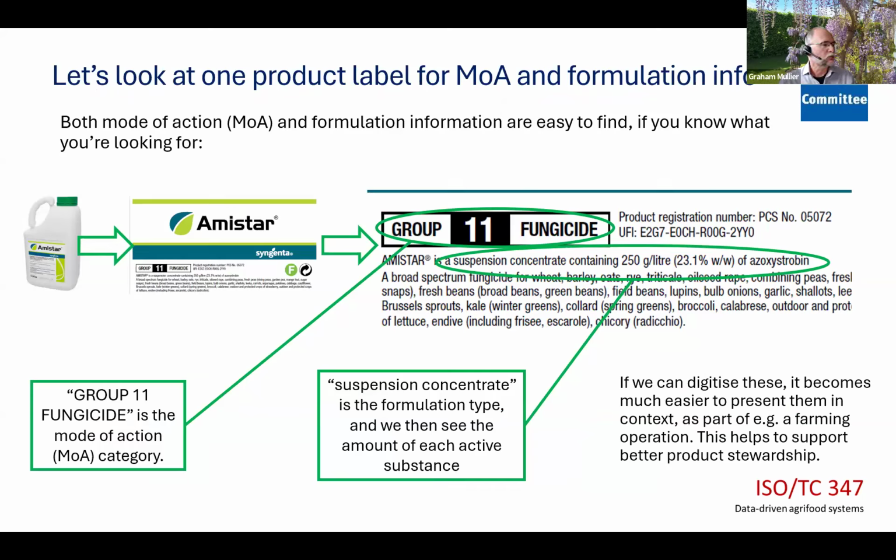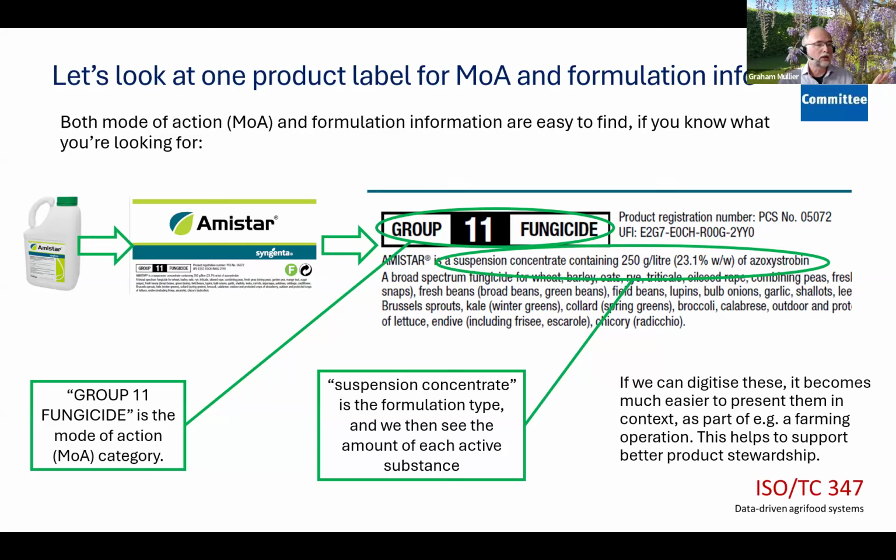So here we've got one particular product, Amistar, and we can see here this quite prominent block that says it's a group 11 fungicide. In the text underneath, we also see this piece here talking about it being a suspension concentrate. So that's the formulation type that Sarah referred to. Group 11 fungicide, so that's the category of its mode of action. And then we've also got a bit of information next to this here that says how much of this particular thing, azoxystrobin, is in the product. That's the active substance. So this particular product has got a single active ingredient. Other products might have two or more.